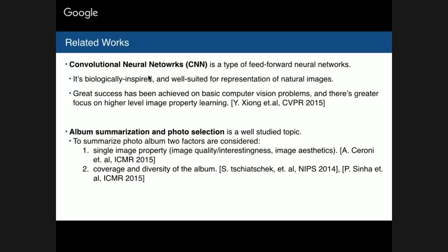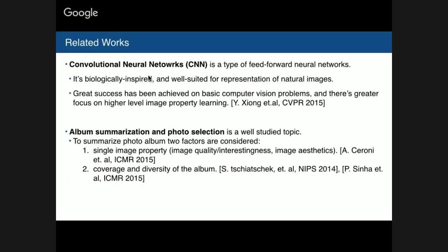This is related to our work because our goal is to do event curation or important image selection, and we can think of that as another higher level image property. Because of the great success of CNN, we want to use CNN for this job. Secondly, album summarization and photo selection is, of course, very related to our work, and it is also a well-studied topic.